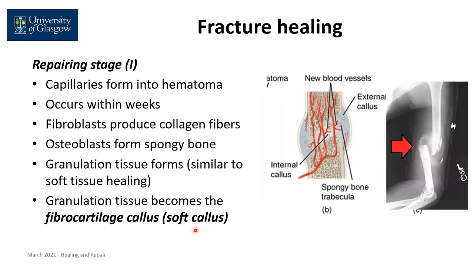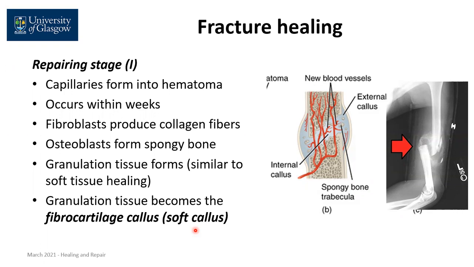The repairing stage is what happens next. This is going to occur within a few weeks. You have capillaries forming within the hematoma. Fibroblasts will have a function in producing collagen fibers. You also have a role for osteoblasts and osteoclasts, working together to degrade existing or damaged bone and then form new spongy bone.